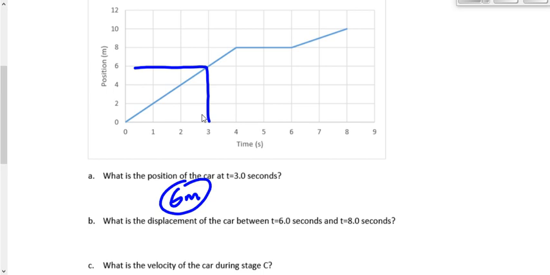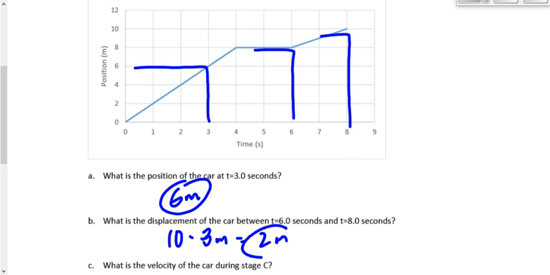What's the displacement between 6 seconds and 8 seconds? What do we do for that one? Up and over, times 2, and then subtract the 2, right? So at 6 seconds, we get 8 meters. At 8 seconds, we get 10 meters. So we say 10 minus 8 meters is 2 meters.